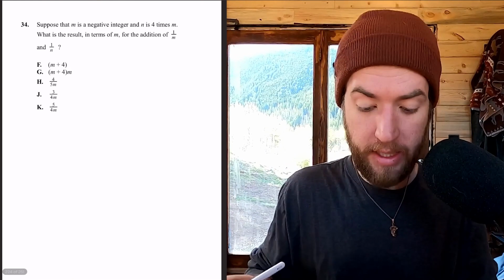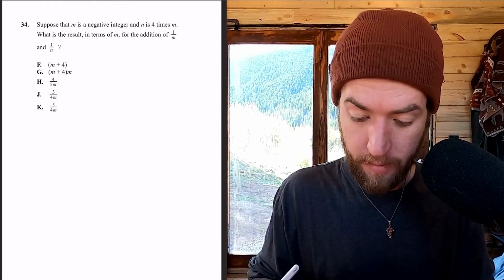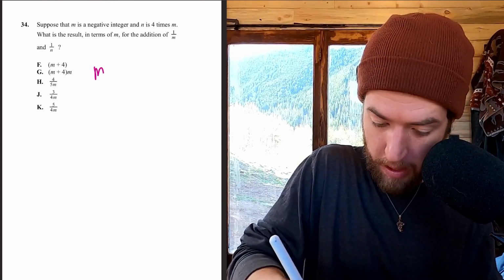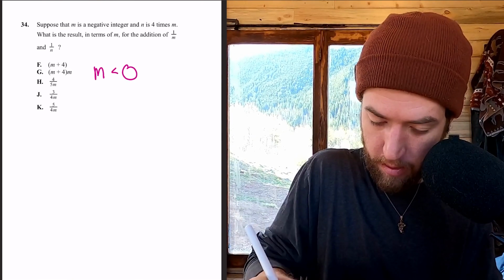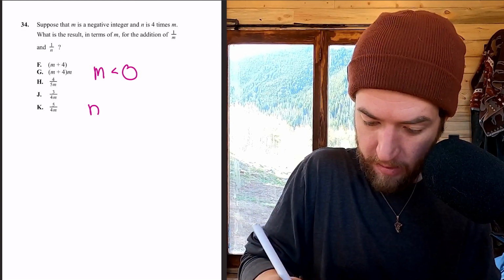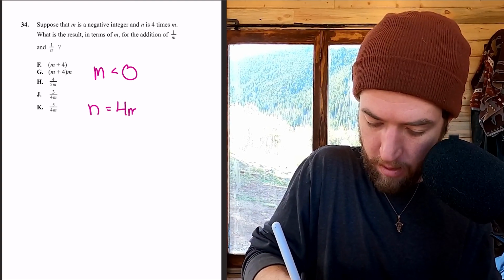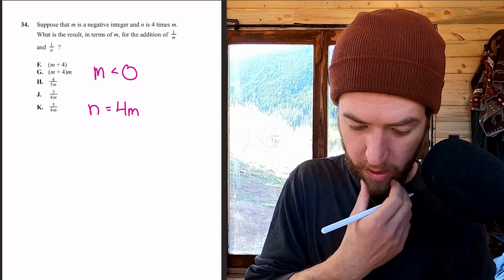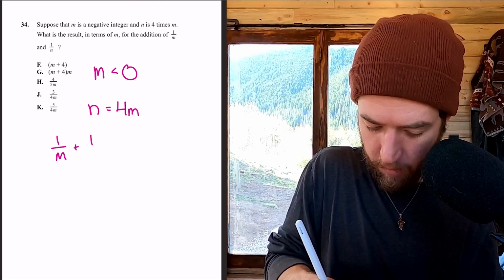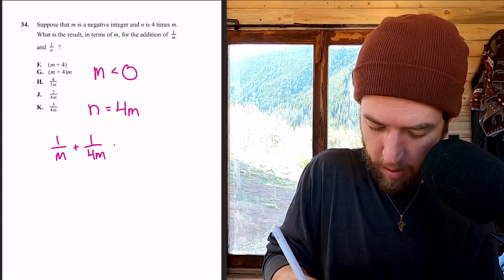Suppose that m is a negative integer and n is 4 times m. Okay, so m is less than 0. n is 4m. What is the result in terms of m for the addition of 1 over m plus 1 over n? But n is just 4m. Okay.